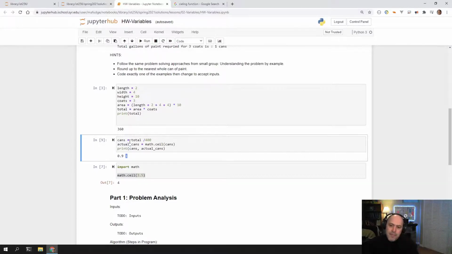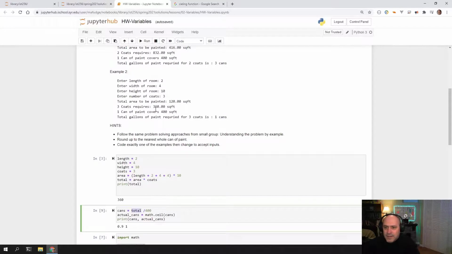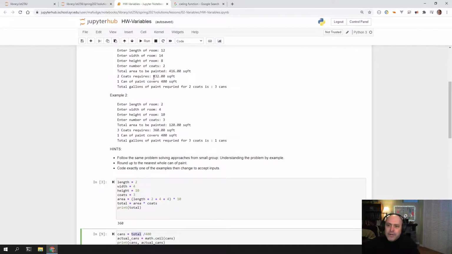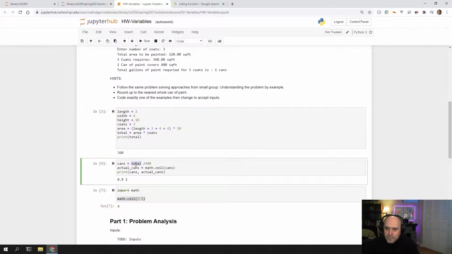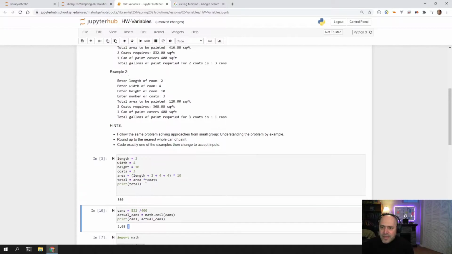So let's just play a game. Imagine the total amount is not 360, but 832, like up here. So if it was 832, you're going to need 2.08 cans, which gets rounded up to 3 full cans of paint that you need to buy in order to paint that room. So that's math ceil.